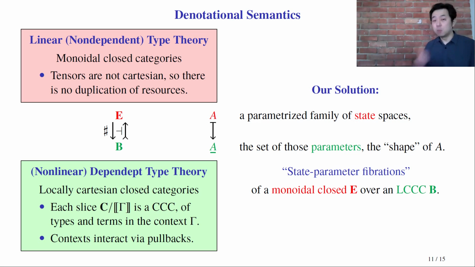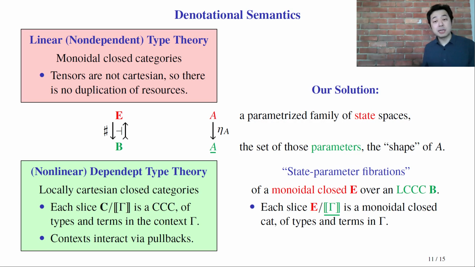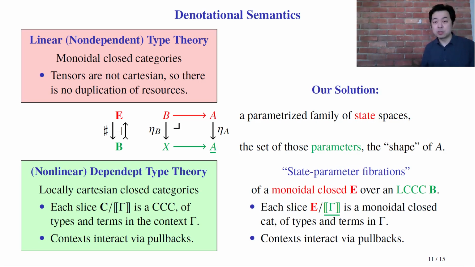so that 1. The role of sharp can also be fulfilled by the unit of adjunction, and 2. We can consider slices of E over objects of B. We then axiomatize the fibration so that each such slice is monoidal closed. Indeed, sharp being a fibration means that any map of parameters can be canonically lifted, or equivalently, that any parameter map can pull things back. This slice structure models the dependent types and terms in context and the interaction between contexts.